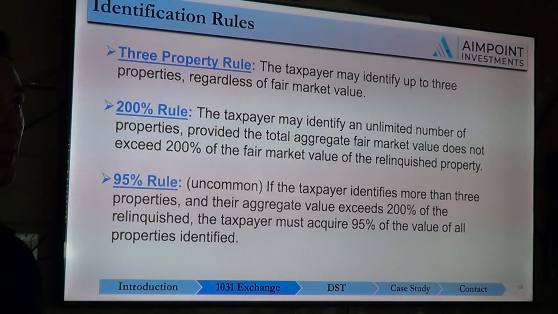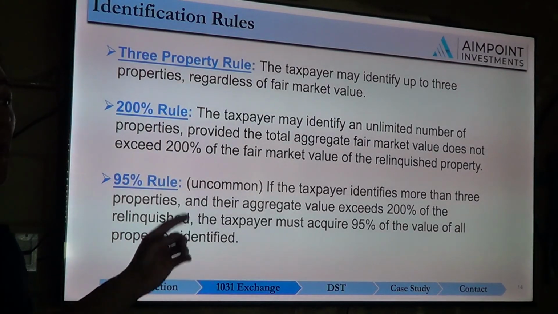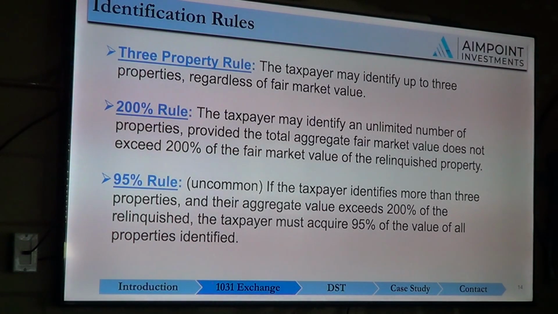Right, but that's only, as you said, if you're targeting properties that have lower value. If you're targeting properties that have equal or higher values than what you're exchanging, then would you say you would favor in that case the 3 property rule? You'd have to use the 3 property rule, yeah, because we'd exceed the 200% in that case. Absolutely.